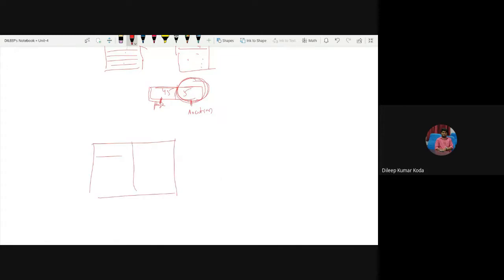This is your page table. So page frame number and page number. So this is called the page table.